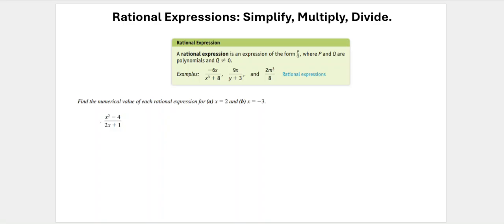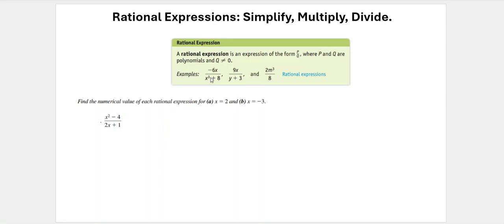Well, first we must define what a rational expression is. A rational expression is an expression of the form p over q, where p and q are polynomials and q is not equal to 0. This condition of q not being equal to 0 is because, of course, if q is equal to 0, then the expression is undefined, because division by 0 is not defined.